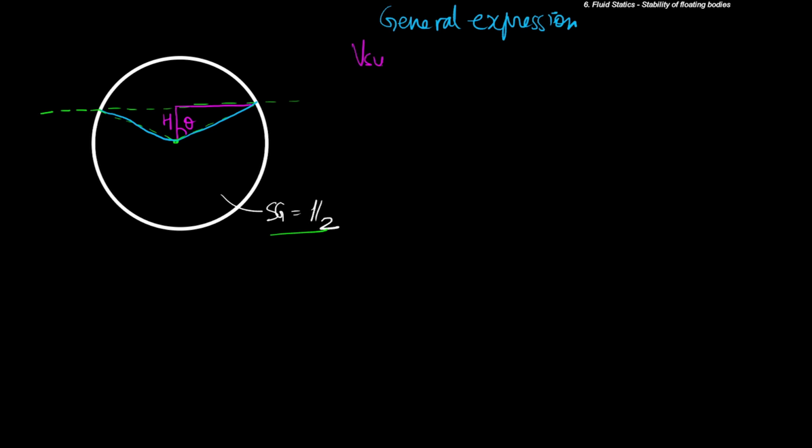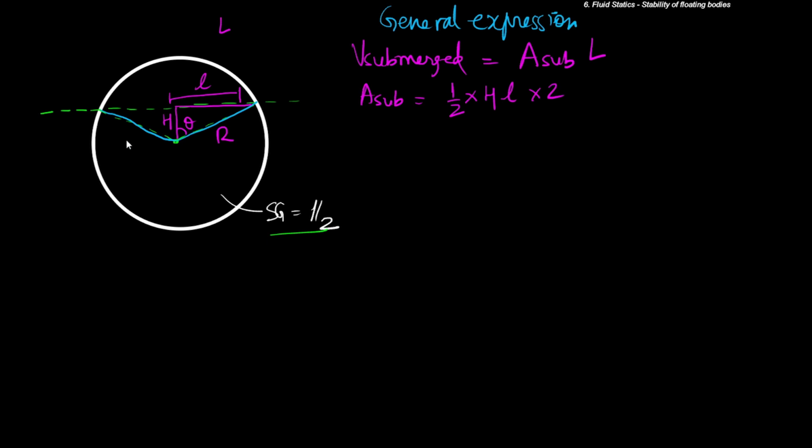So we have to first find the submerged volume. The length of the cylinder is given as L. So the submerged volume is area submerged times the length. So the area of this right angle triangle, if this radius is r, will be half of height into this length, let me call it small l, times 2, because there are two such triangles. The height in terms of r and theta is r cos theta and the length is r sin theta. So this is r square upon 2 sin 2 theta.